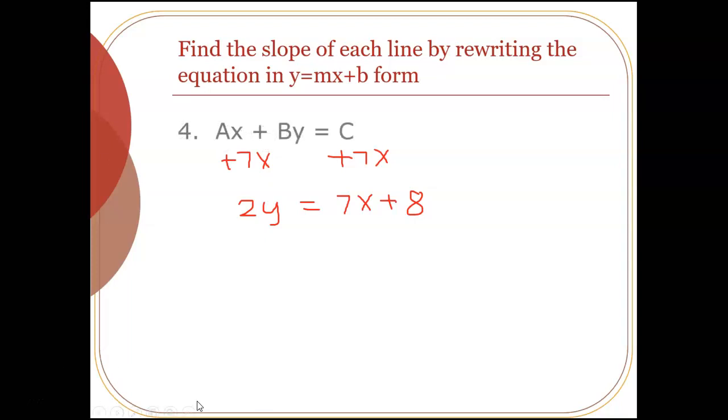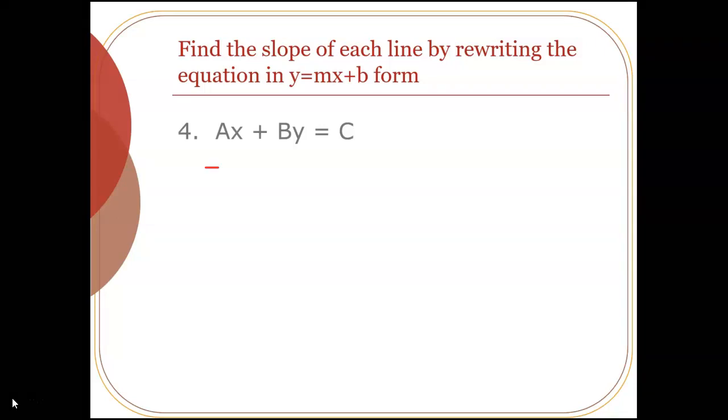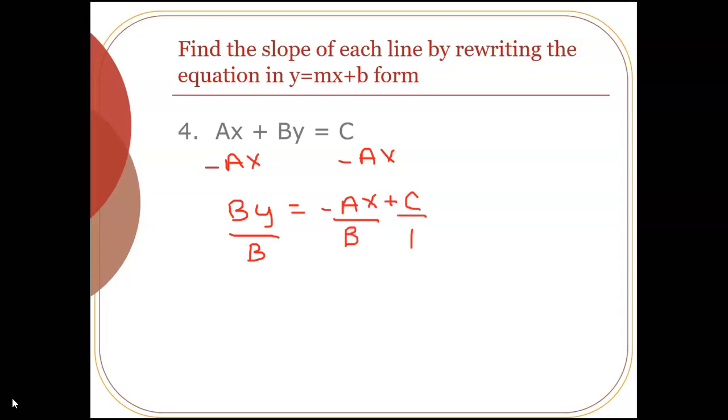Okay, go ahead and rearrange the terms in this problem. This is the connection between the two. So you have ax plus by equals c. And we're going to rearrange it to be y equals mx plus b. So we'll do the same thing we've been doing. Subtract the ax. Divide by b. And we get y equals negative a over b x plus c over b.